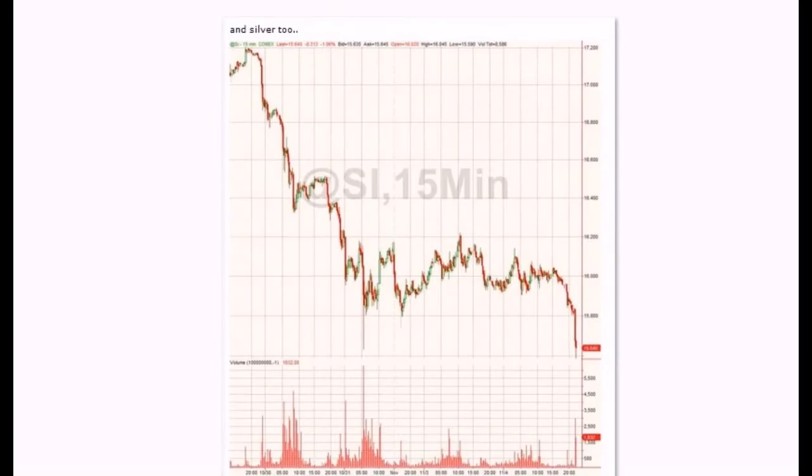And then over here is silver. And the gold dump had a notional value of over $1 billion.